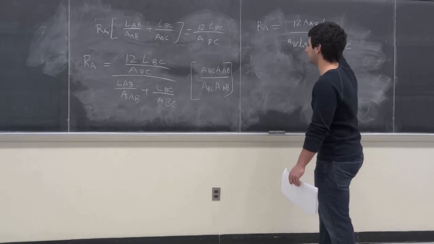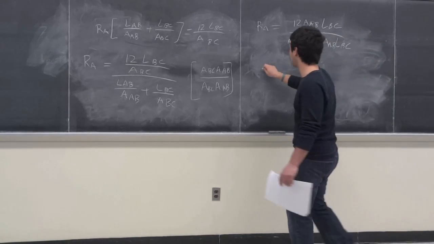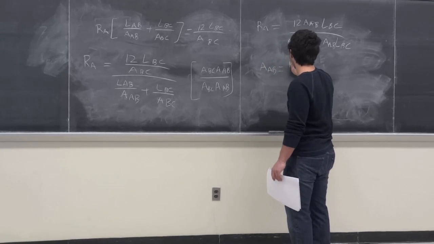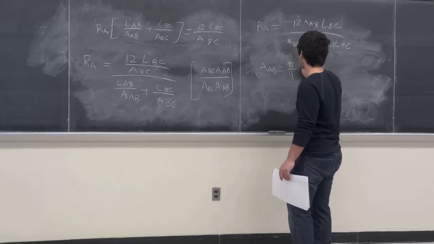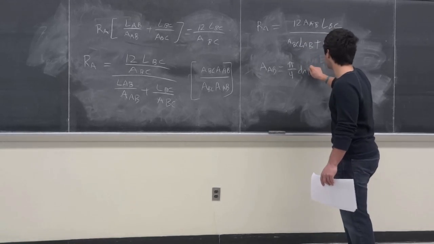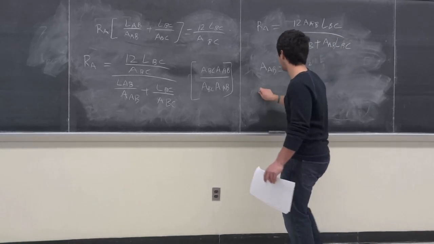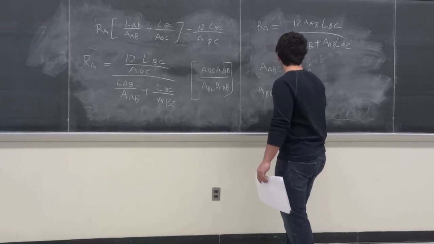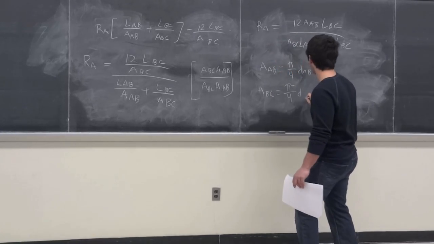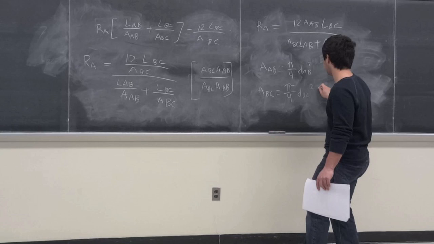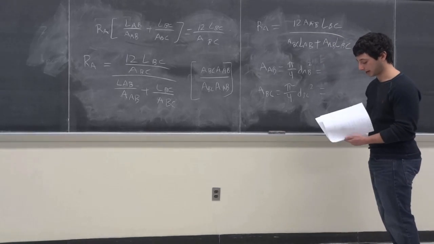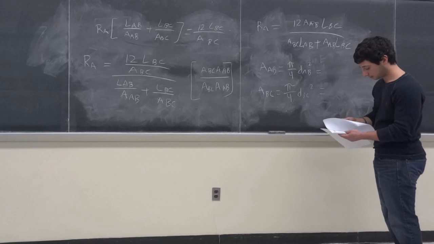So now you could just stick in each number. You could get the cross-sectional area of AB, and that's equal to pi over 4 times the diameter AB squared. All right, it was given in the problem. I'll just list those values out. ABC is equal to pi over 4 times DBC squared. All right, so you can get these values. I'll just give them to you. They give you the diameters of both of the rods.